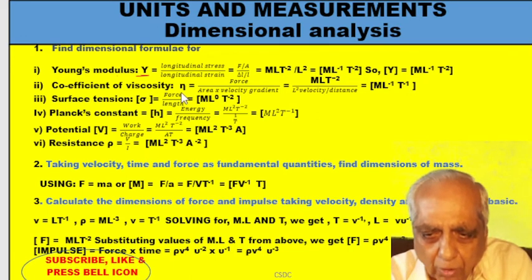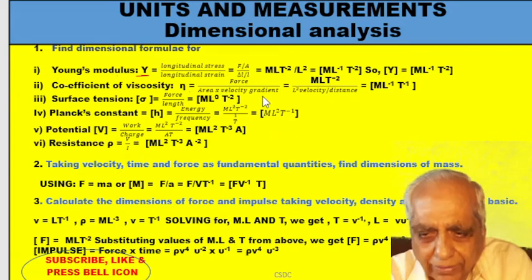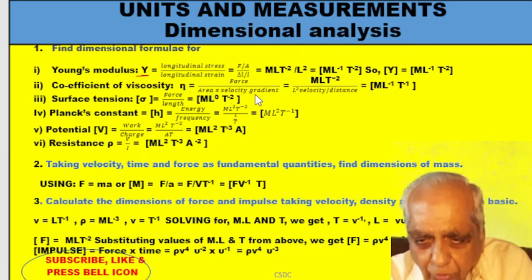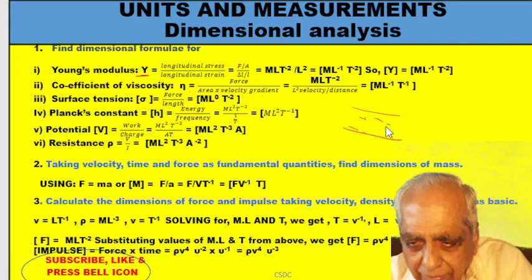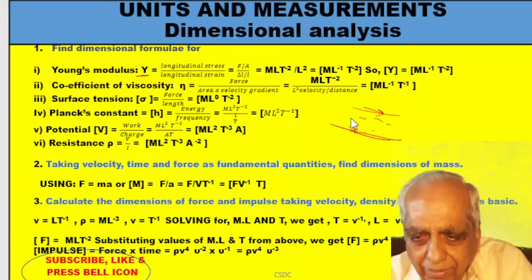Then coefficient of viscosity. The definition is force upon area into velocity gradient. Force is M L T raised to minus 2. Area is L square. Now velocity gradient means, see, this is viscosity, so the fluid is flowing. Here velocity is more. Here velocity is very less where it is sticking to the pipe. So velocity is changing along the width of this. So it is velocity upon distance. Velocity you know. Velocity is L T raised to minus 1.